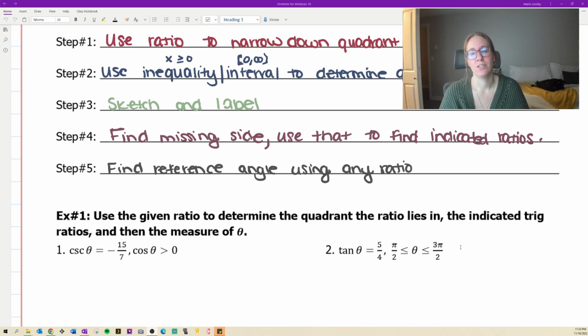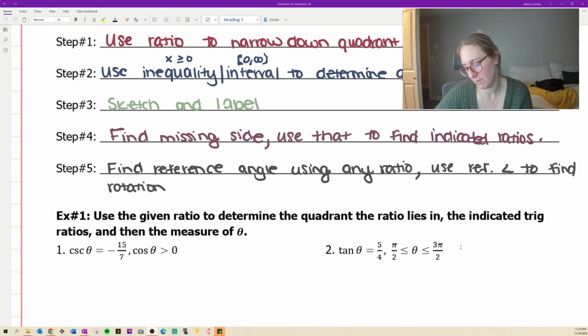All right, so find the reference angle using any ratio, and then use that to find the actual angle of your terminal side. All right, so use reference angle to find rotation of your terminal side.